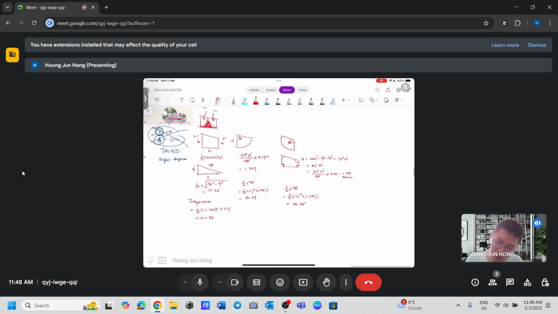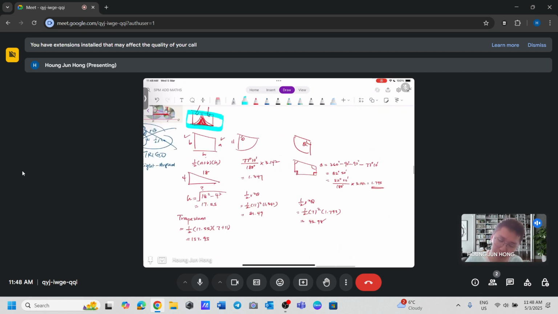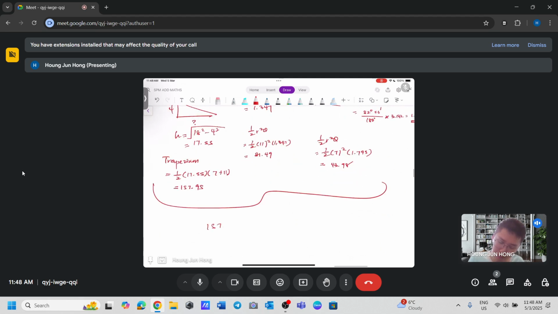So now very simple. You already found the whole thing, and you found the two sectors. You just have to minus them. So 157.95 minus the two circles, you then get 32.48. That's it for this question.